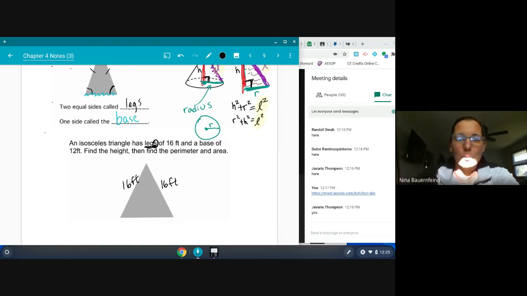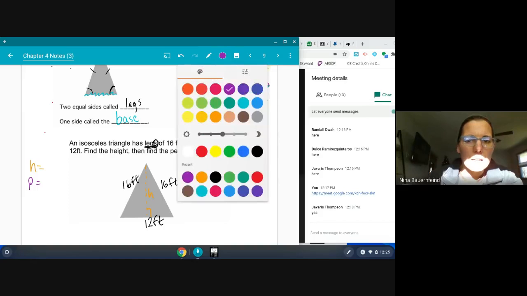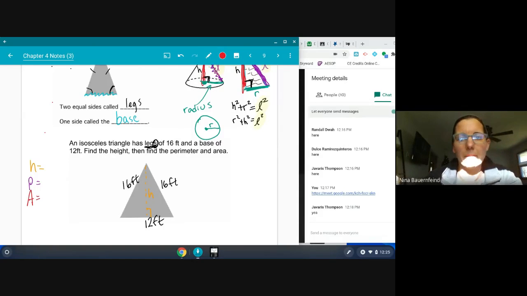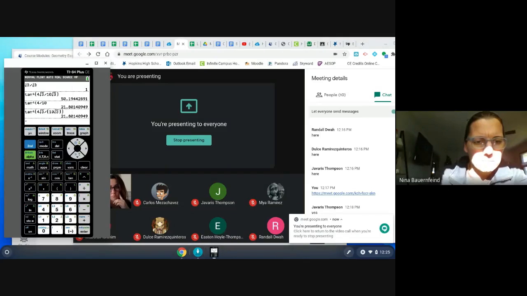And it has a base of 12 feet. Okay. They want us to find the height, then find the perimeter and area. So here's the height in this one. The height is going to be this right here. So they want us to find the height, but they also want us to find the perimeter and the area. Okay, well, let's start with perimeter because perimeter is really, in my opinion, pretty easy. We just need to go 16. Oh, what happened?